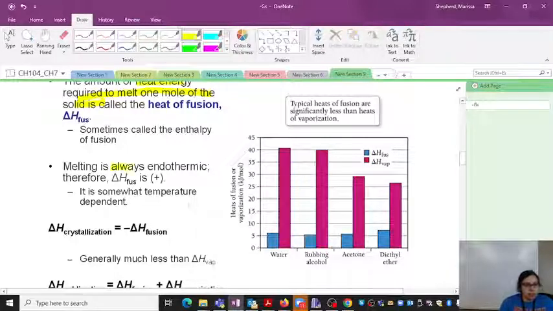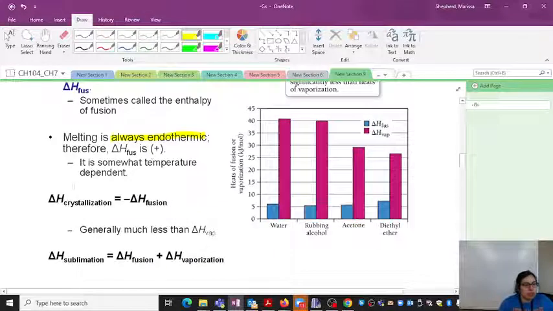And so again, melting is always endothermic, so if you're going in the forward direction of converting ice to liquid, then you know you're adding heat. If you're going the reverse, liquid to solid, then the delta H would be the same, it would just be negative. And so that's emphasized here. Your heat of crystallization is just the opposite of the heat of fusion, so you would have to lose that same amount of energy.